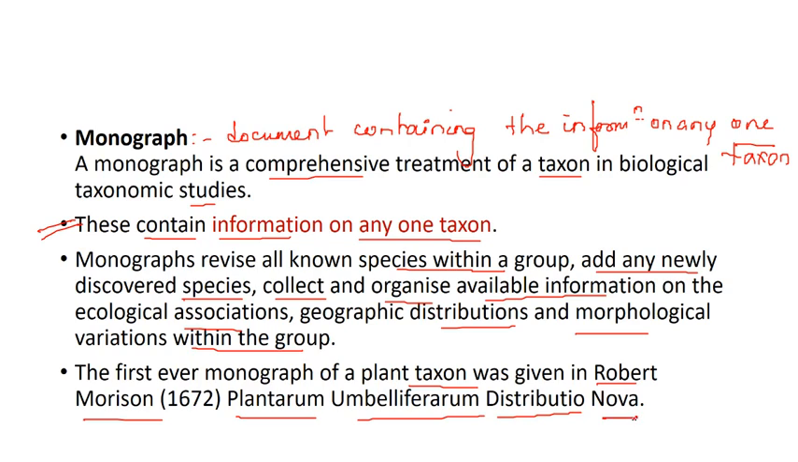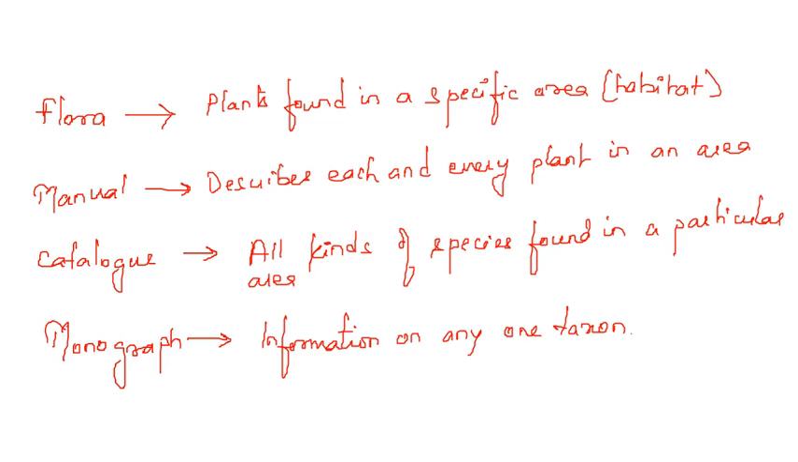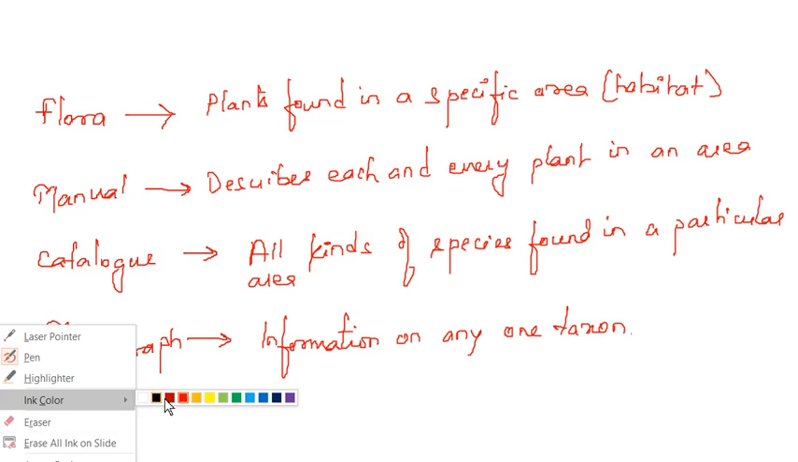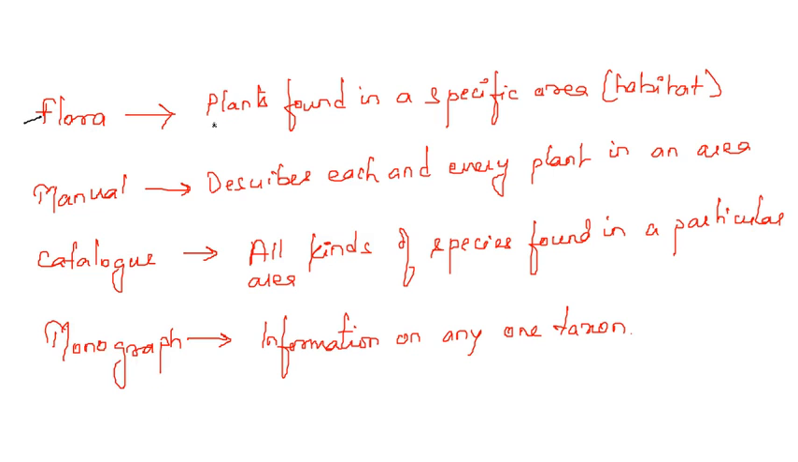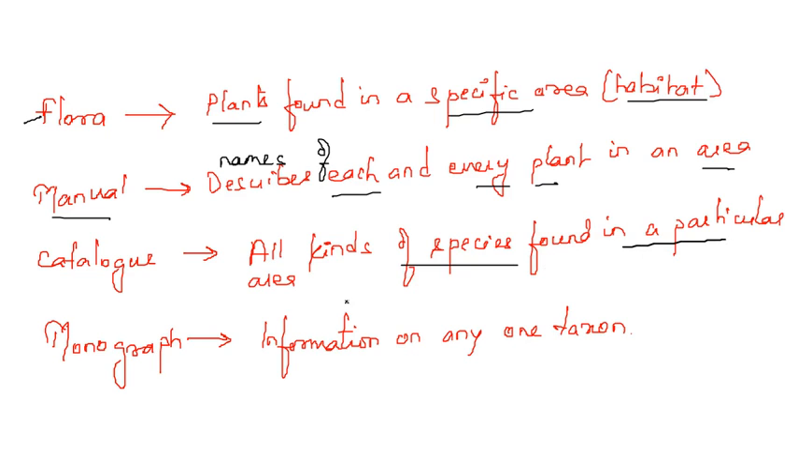So as a summary of the other taxonomical aids, we discussed flora, which are the plants found in a specific area or a specific habitat. The manuals describe the names of each and every plant in an area. A catalog represents all kinds of species found in a particular area. And the monograph provides us the information on any one taxon.